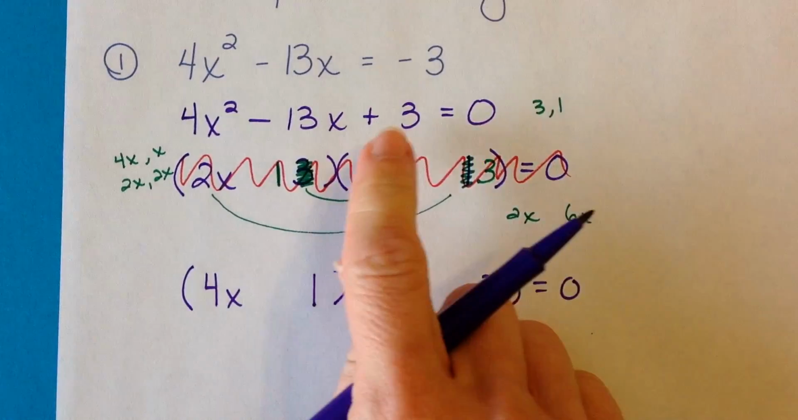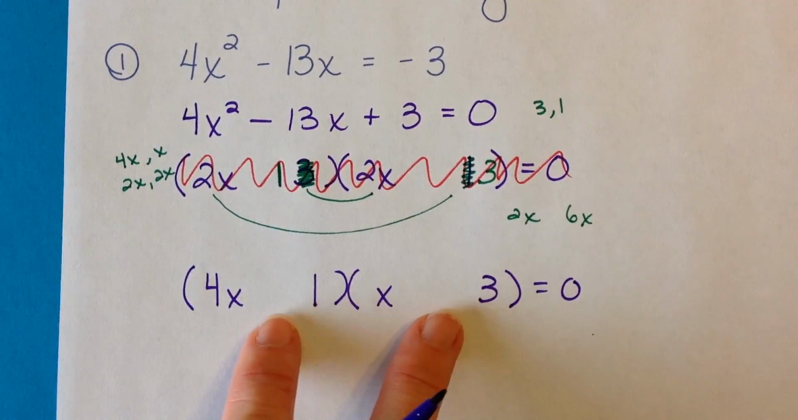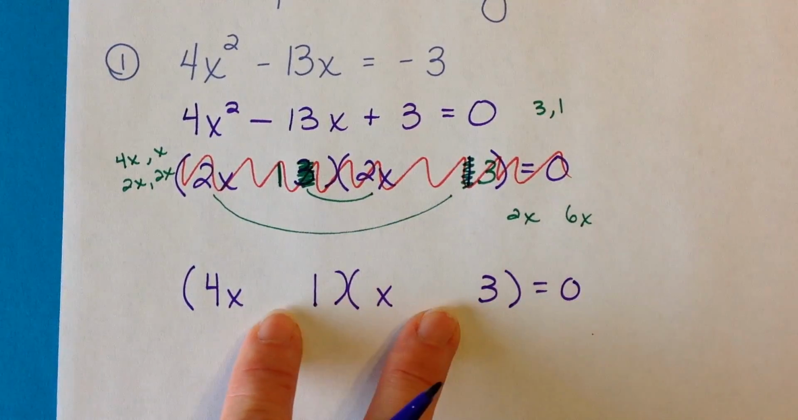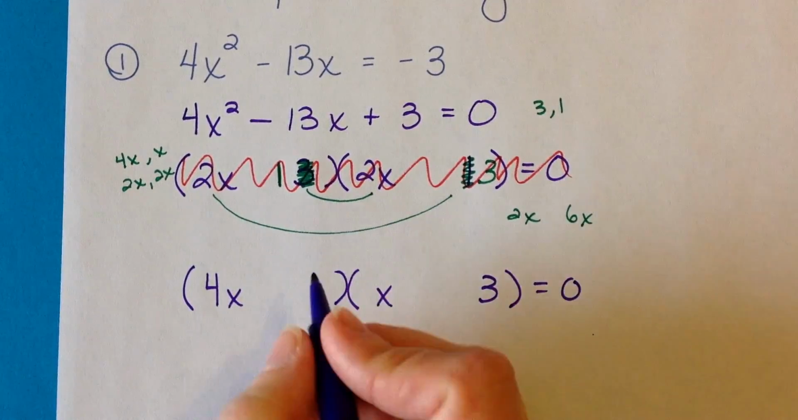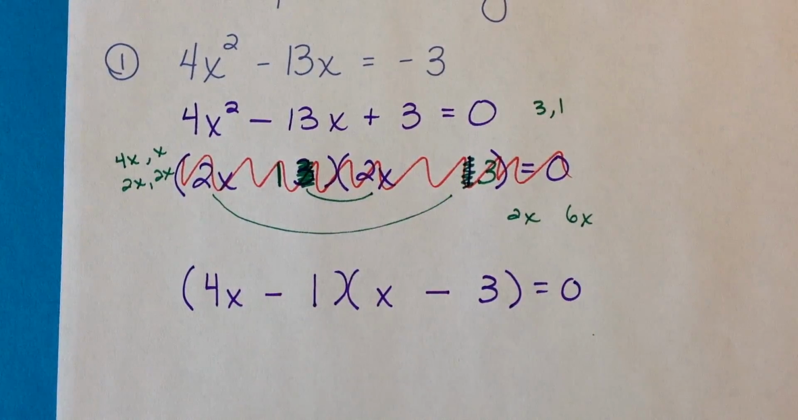Now, another thing is, remember, if this last one right here is positive, that means you have to have like signs here, so either both pluses or both minuses. But in order to get negative 13, that's going to require both minuses.